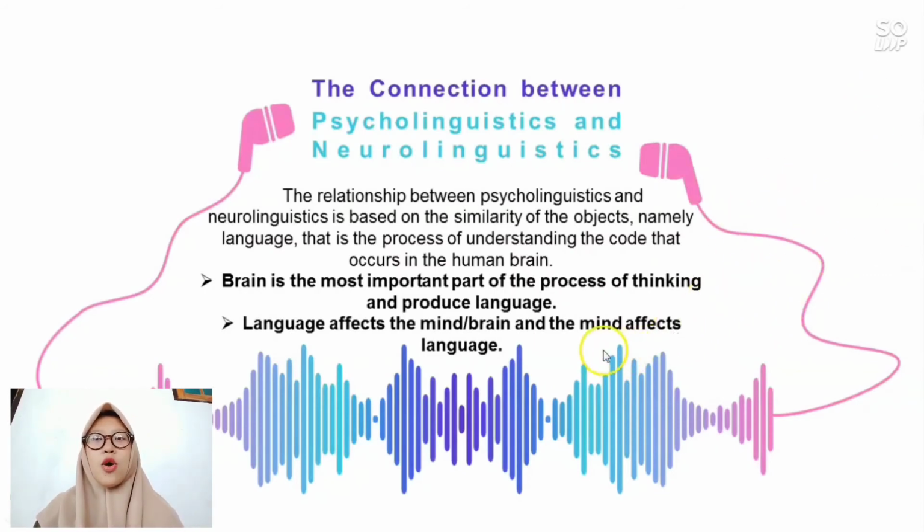It means that when people say something, the mind will automatically respond to it with language, whether spoken, written, or gesture. For example, when your teacher asks you to open your book, you will directly take and open your book, right? That's what we call language affects the mind, and the mind affects language. Well guys, I think that's enough for the explanation of the connection between psycholinguistics and neurolinguistics.